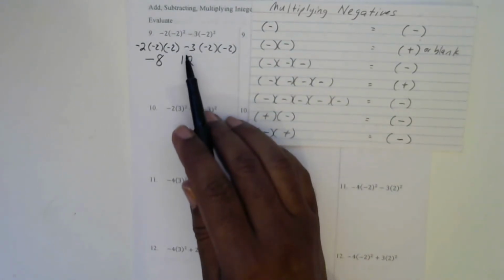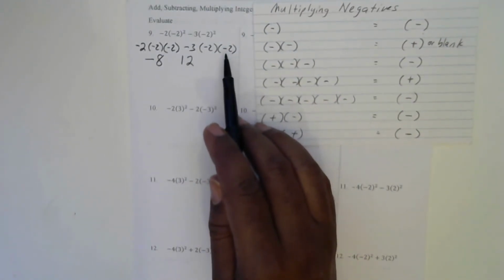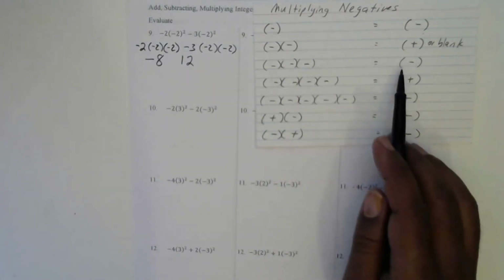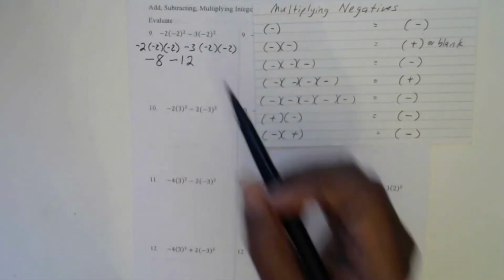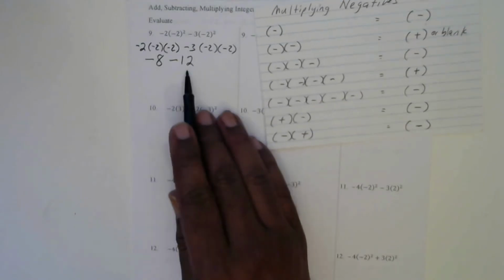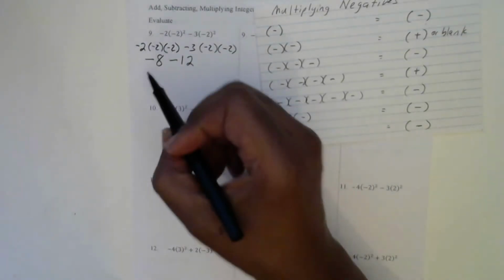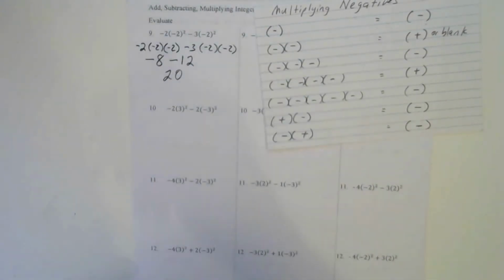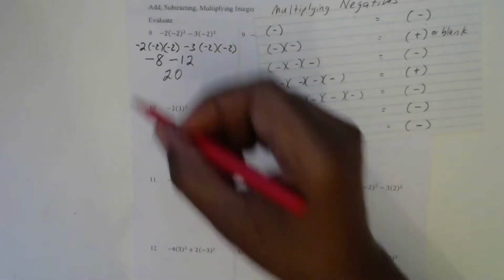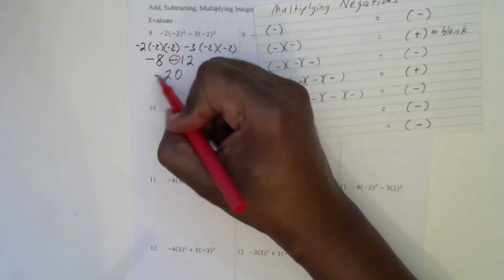Now here we have 1, 2, 3 negatives. Therefore, 3 negatives multiplied will be negative. So this will be a negative 12. This gives us same signs. Same signs will add and give us 20. The bigger sign always wins, so the 12 is bigger. So this will be a negative 20.